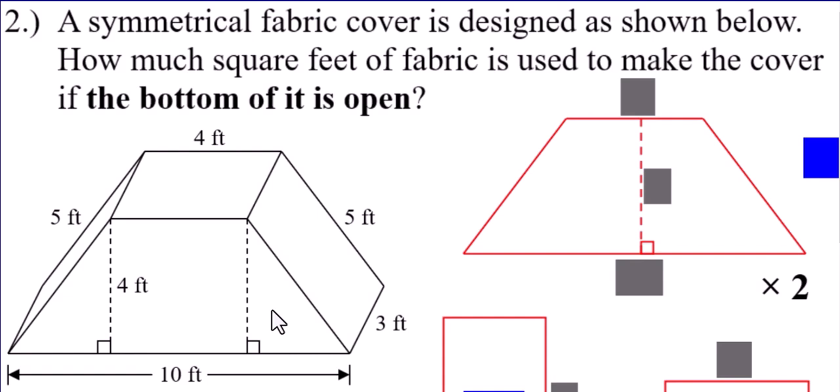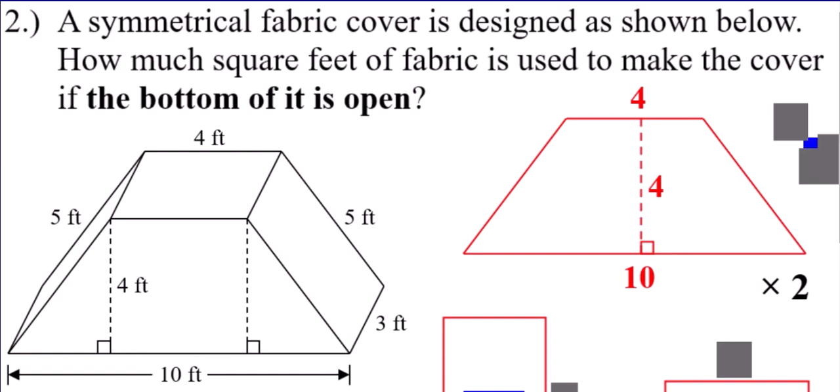But I'm telling you, the easier way of doing this was thinking of a trapezoid in the front and a trapezoid in the back. Definitely the easier way. We have a base length of 4 up there and a base length of 10 at the bottom. The height in between is 4.